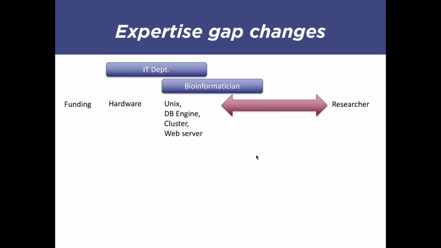So how does this affect the expertise gap that you need to be able to exploit IT resources for your research? In the current model, the non-cloud computing model, you got some funding probably, which allowed you or your institution to buy some hardware. So you have a set of computers in your university, maybe a cluster, right? On top of this, some people from your IT department or a bioinformatician might have set up a Unix system, a database engine that you're using, a cluster for sending jobs, and different web applications that you can use to do your research.